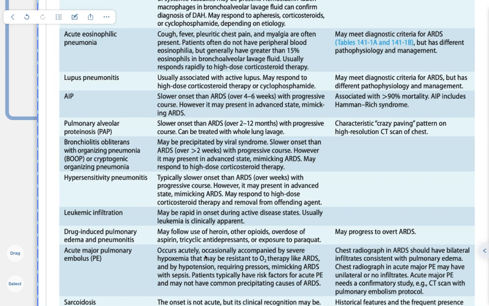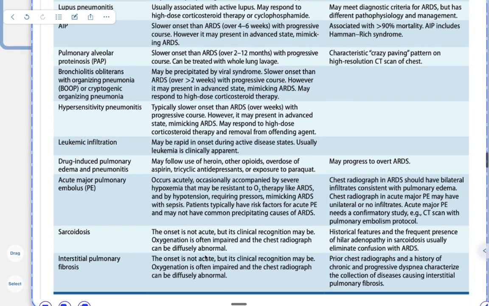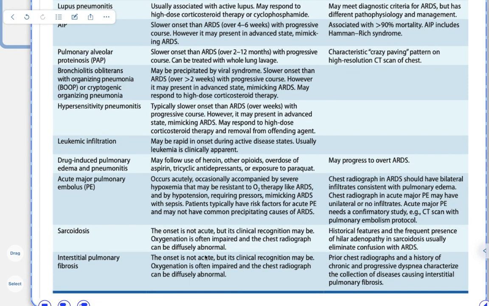Then leukemic infiltration. This may be rapid in onset during active disease states. Usually, leukemia is clinically apparent. Then, drug-induced pulmonary edema and pneumonitis. This may follow the use of opioids, heroin, or overdose of aspirin and others like TCAs, and this patient may progress to overt ARDS.